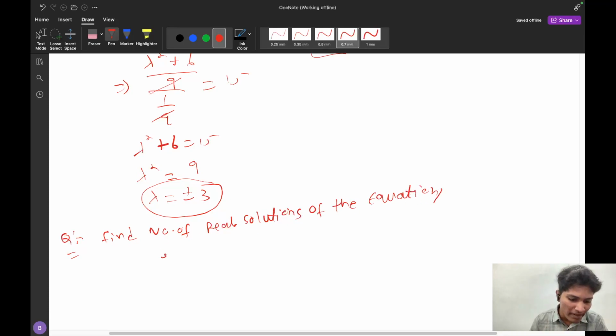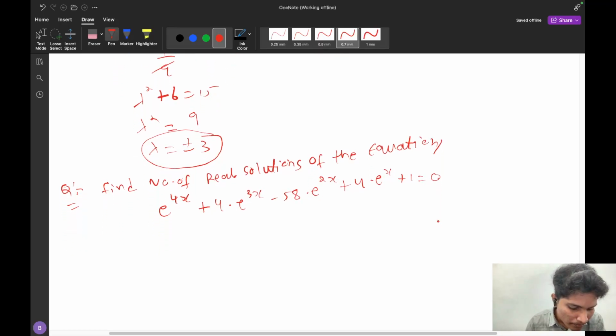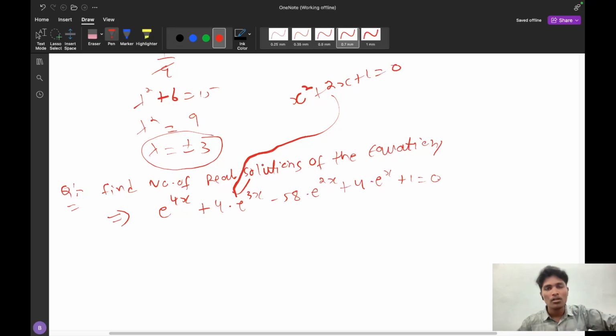What equation have they given? They gave e power 4x plus 4 into e power 3x minus 58 into e power 2x plus 4 into e power x plus 1 equal to 0. Yes, this is the equation. This is a large equation, and it is somewhat different, because the usual equation looks like x square plus 2x plus 1 equal to 0, but here you are getting exponential terms. So simply don't lose confidence here.